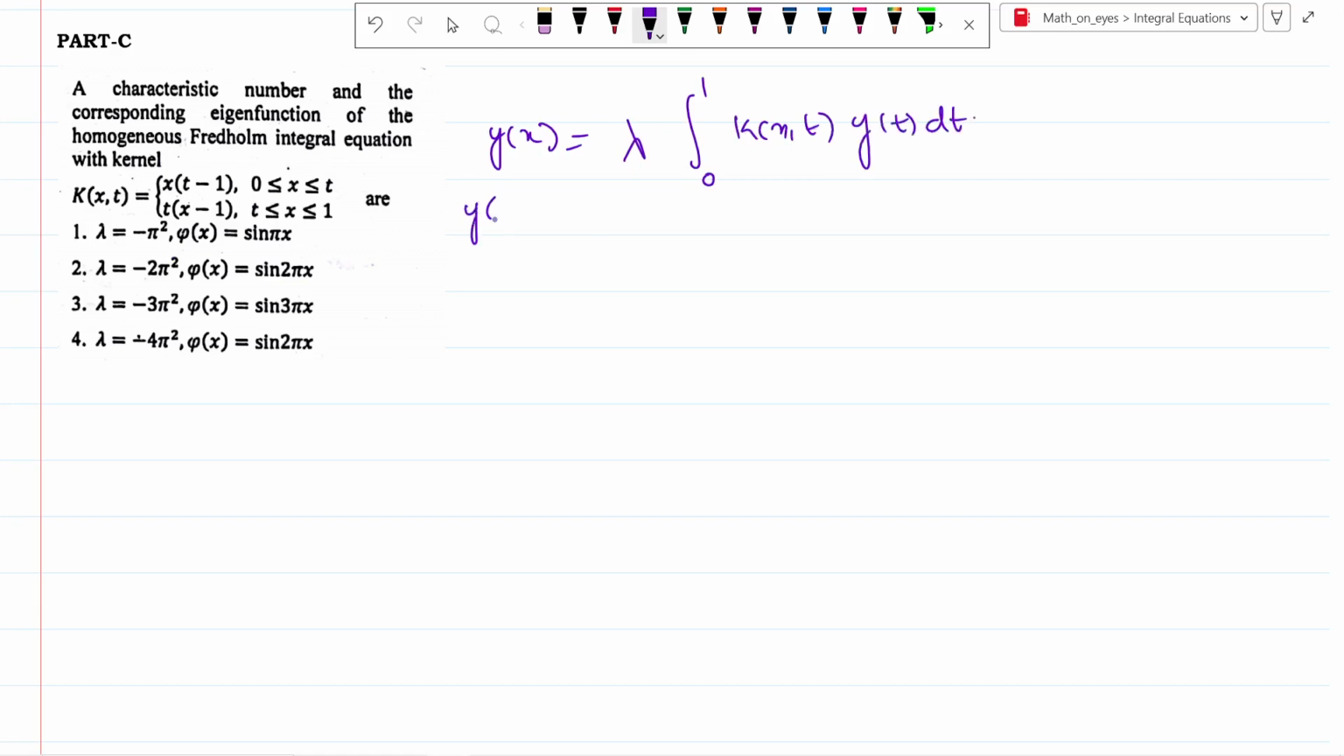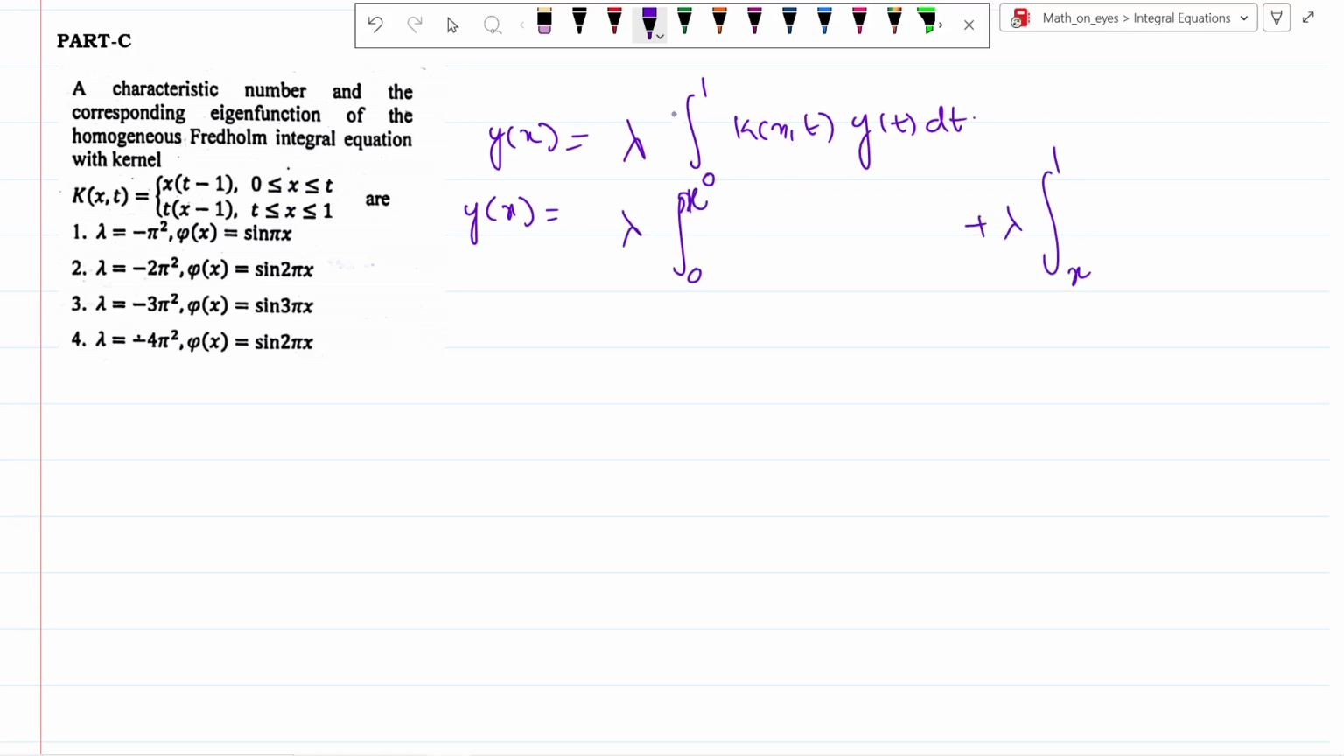So this is y of x is equal to, they have given K of x comma t that is varying between 0 to x and x to t. But the given question is varying for the x variable, but we have to convert this K of x comma t for the variable t. So here y of x is equal to lambda times integral 0 to 1. I need to change this one, right? So I'm going to vary this one from 0 to x and then lambda times integral x to 1.